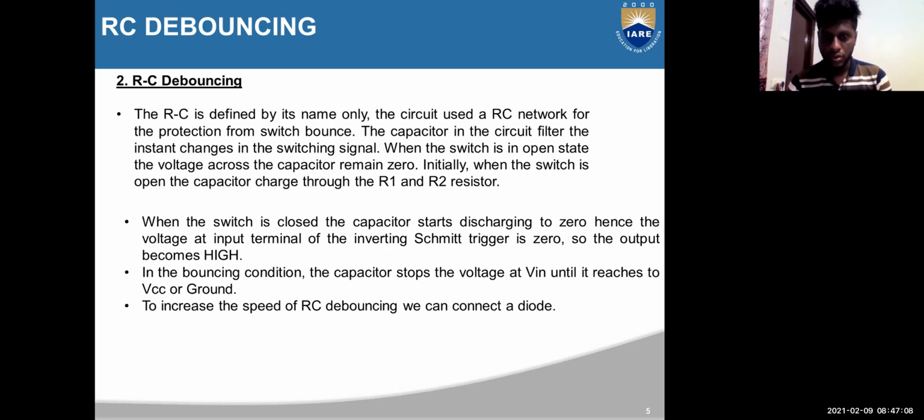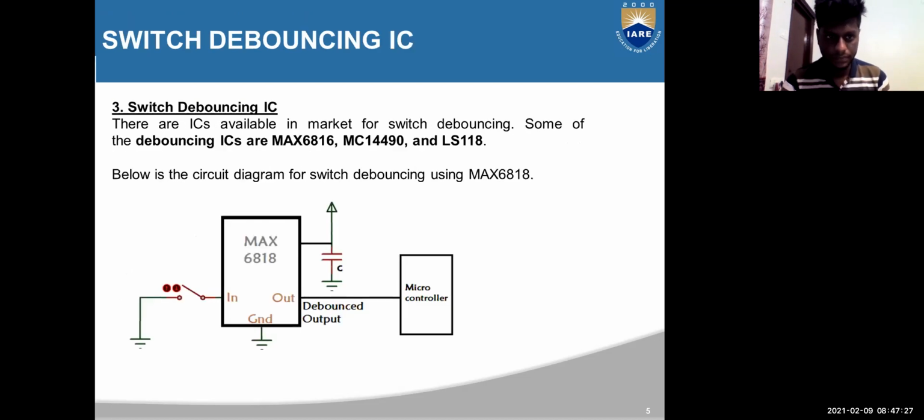When the switch is closed, the output becomes high. In the bouncing condition, the capacitor stops the voltage at input voltage until it reaches the ground level voltage. And to increase the speed of the RC debouncing, we should connect a diode. So this is all about the RC debouncing circuit or RC debouncing method in order to debounce the bouncing switch.